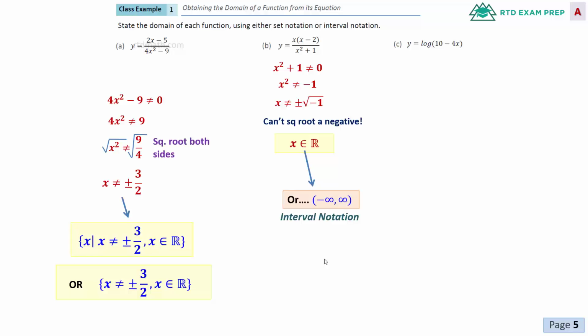In interval notation, we write all the real numbers as from negative infinity to positive infinity, and of course, we cannot include the infinities.